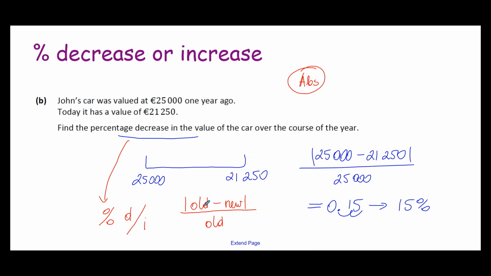So that is a very common calculation. Remember, simple terms, old number and new number. That's all how we have to kind of look at it.